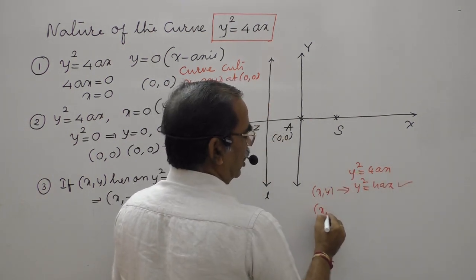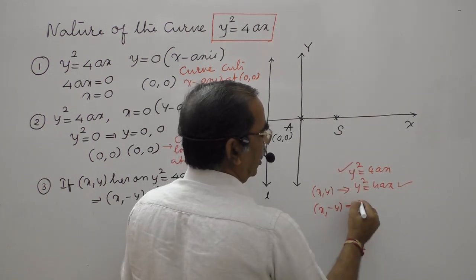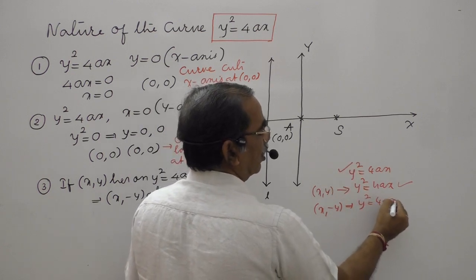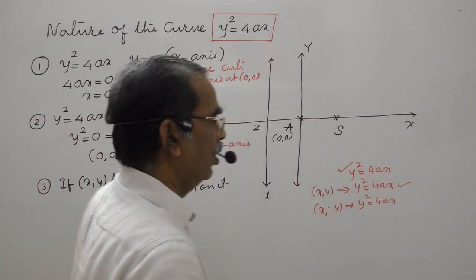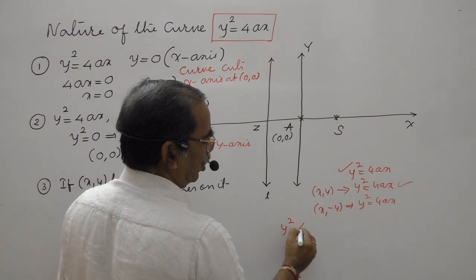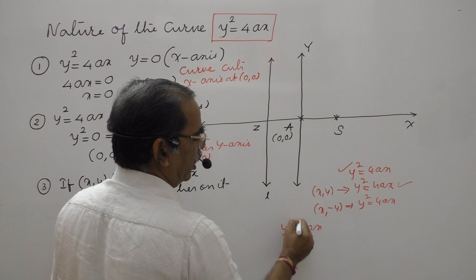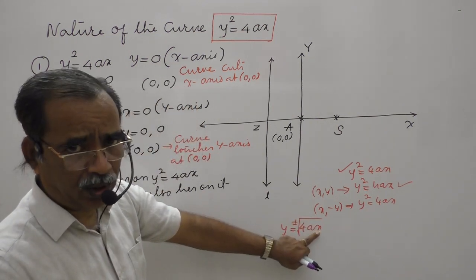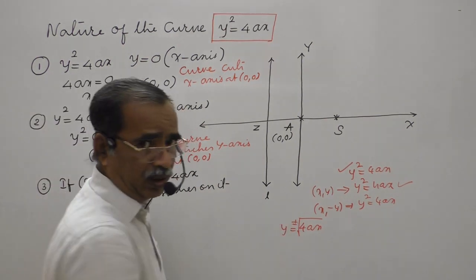You substitute the point x comma minus y in the same equation of the curve. Minus y whole square is also y square equal to 4ax. This is true means this is also true. Or you can also say y square is equal to 4ax. So what is y? y is plus or minus root over this. For every positive value of x, y will have 2 different values.